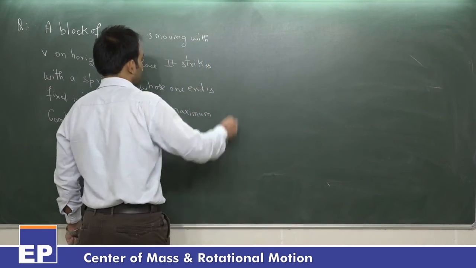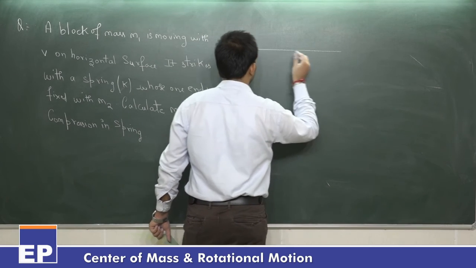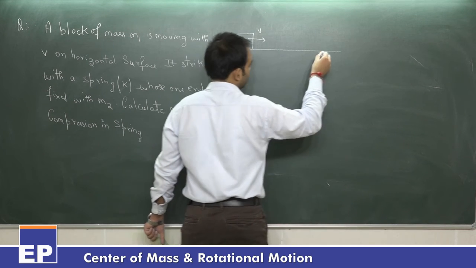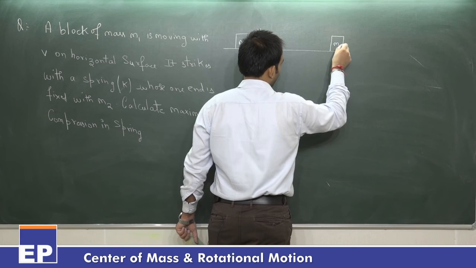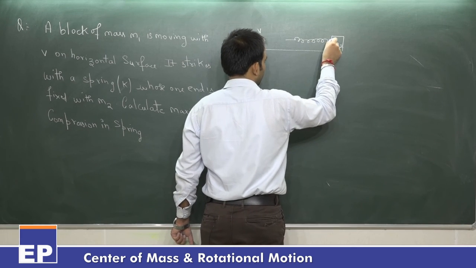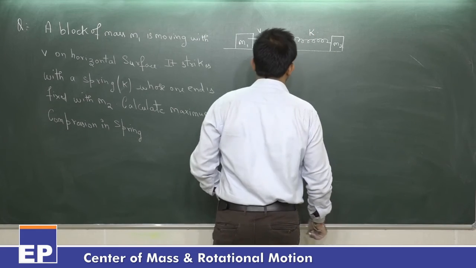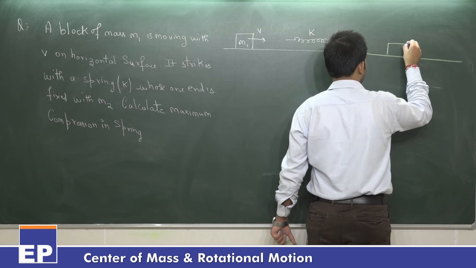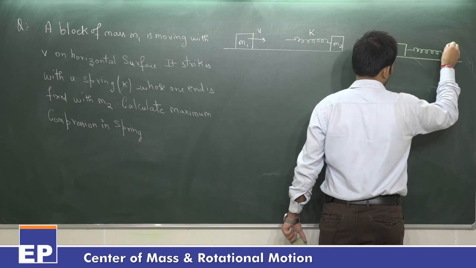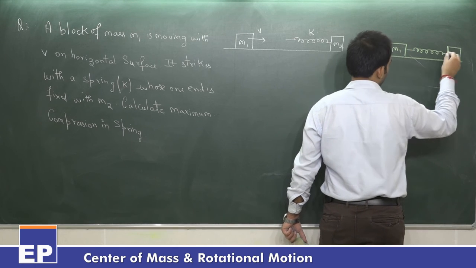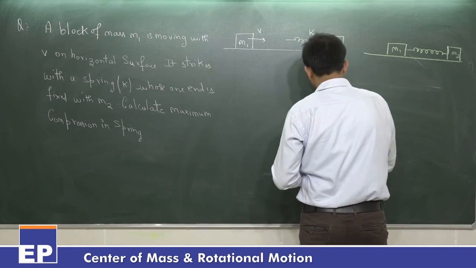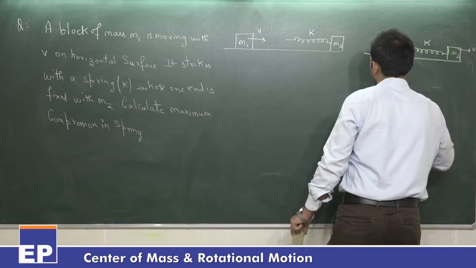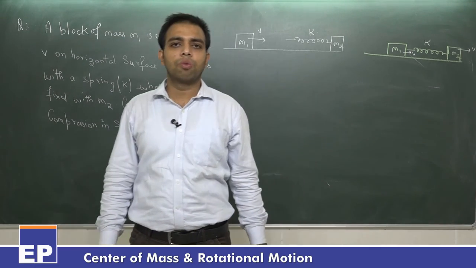Calculate maximum compression in spring. We have to calculate this. This is the thing. This is M1 moving with V. This is M2 connected with a spring of spring constant K. Now when it will get maximally compressed, both will start moving with the same velocity. So when it will get maximum compressed, then both will start moving with the same velocity.